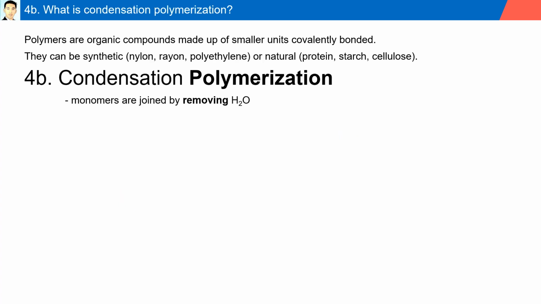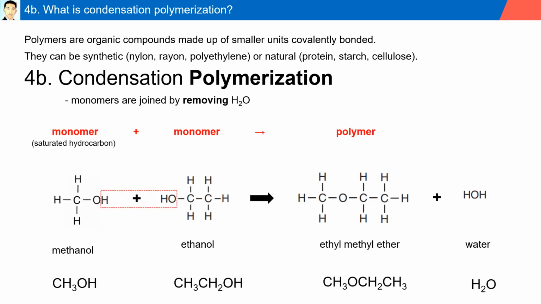What is condensation polymerization? Polymers are organic compounds made up of smaller units covalently bonded. In condensation polymerization, monomers are joined by removing water. In this example, methanol and ethanol, two alcohols, combine to form an ether, ethyl methyl ether, and water.